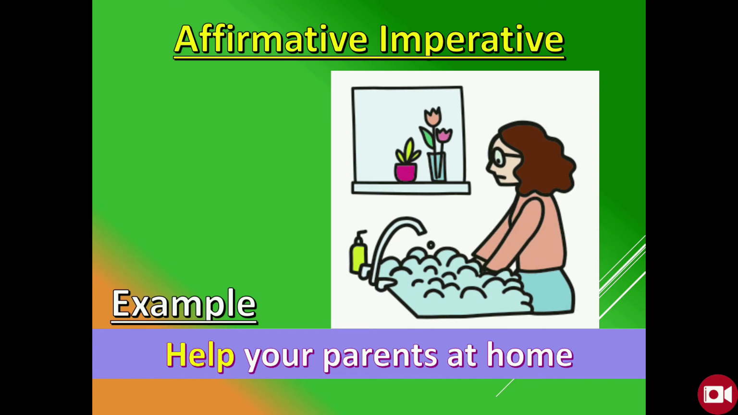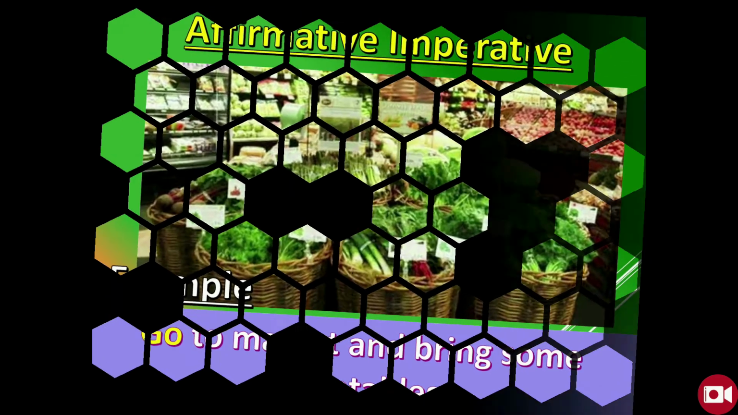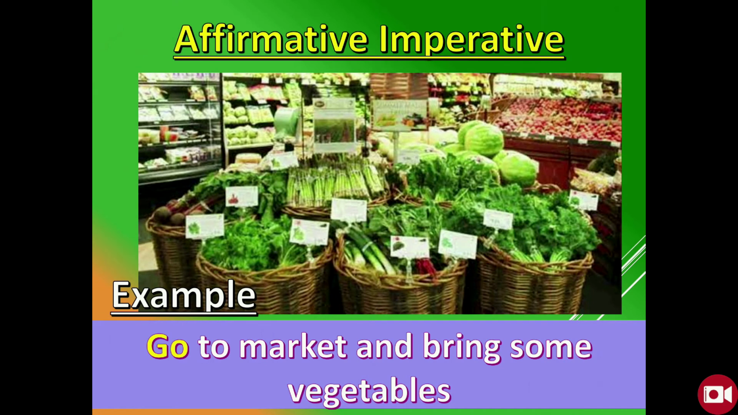It is not "you help your parents at home." See the next example: go to market and bring some vegetables. So have you noticed we just dropped the subject from the sentence. So the structure is base form of verb and object.